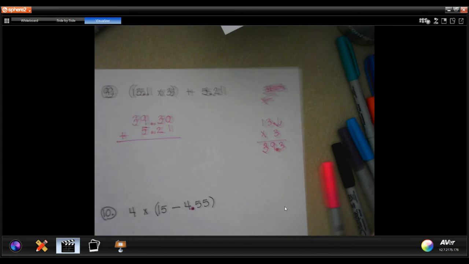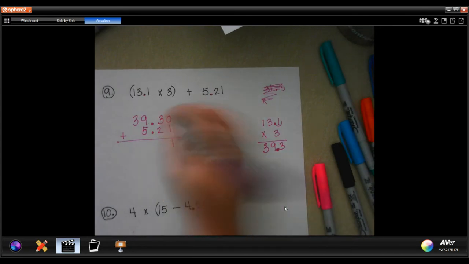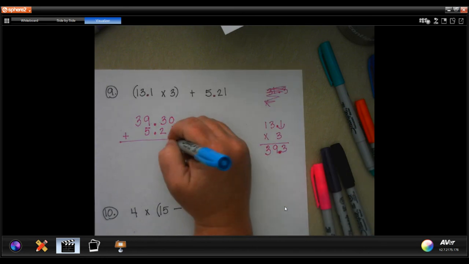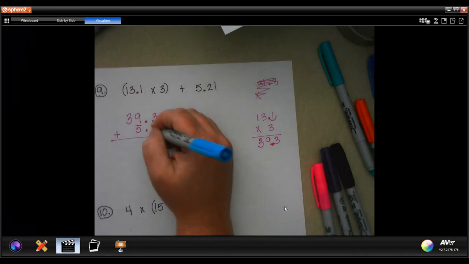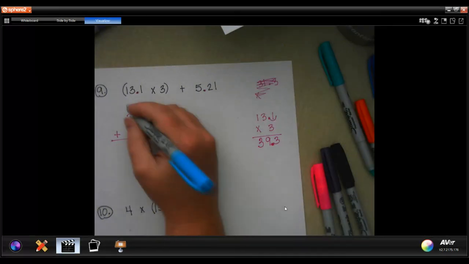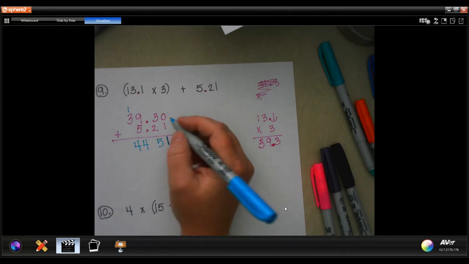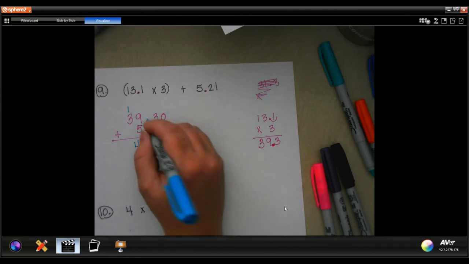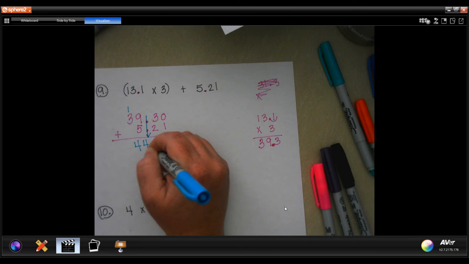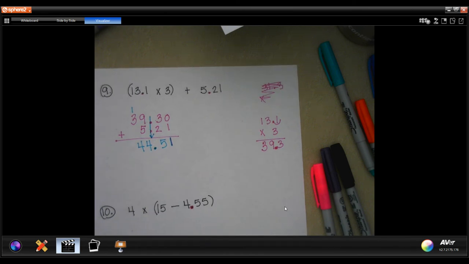So I'm going to go ahead and add. 0 plus 1 is 1. 3 plus 2 is 5. 9 plus 5 is 14. Carry that 1, and 1 plus 3 is 4. Now, if you remember, when you're adding and subtracting decimals, that decimal comes straight down. So, for number 9, you have 44.51. Make sure that you pause, you show your work. Know how you got from point A to point B.